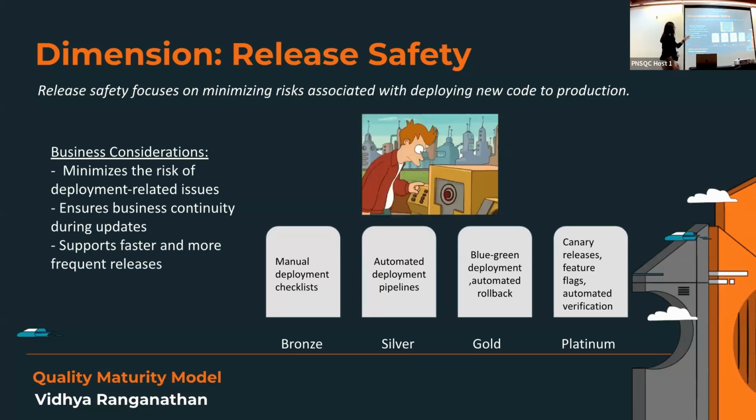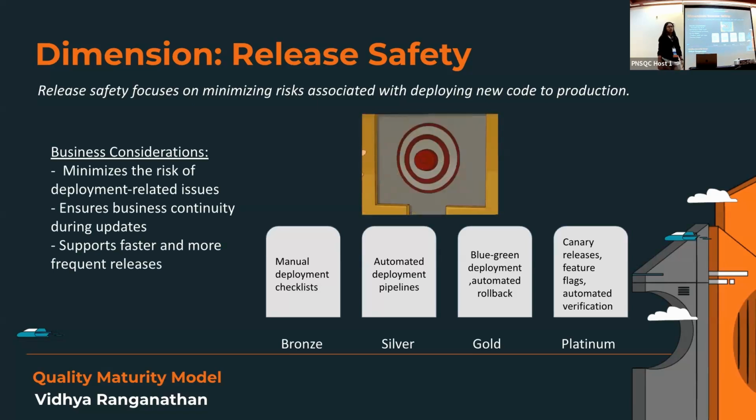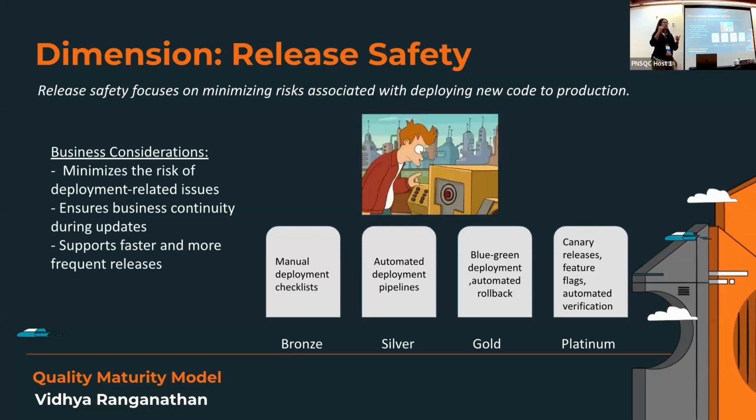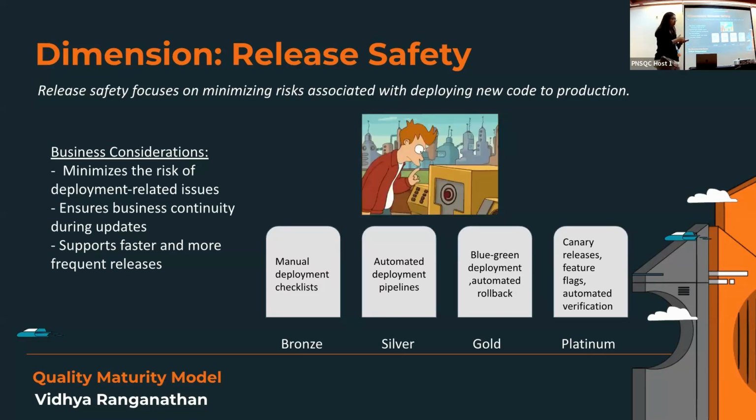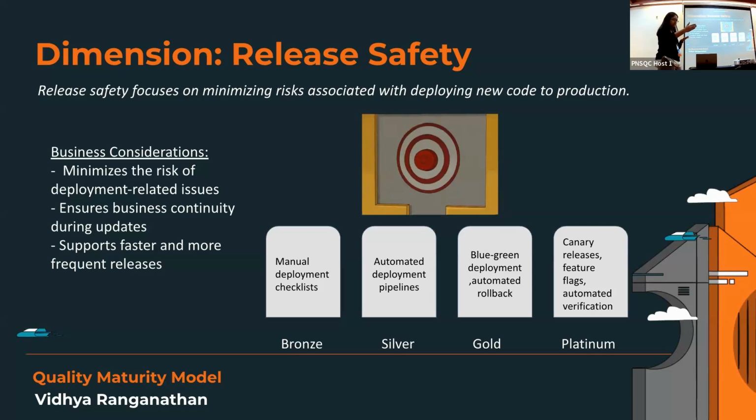So bronze is basic deployment checks. This is mostly applicable for companies that do deployments, let's say, once a month. You have the liberty to do manual deployment checks. Are my configurations in place? Are my secrets in place? Am I doing the right set of release checklists that I have? Those things are possible for not-so-frequent releases. But once your frequency of releases increases, you need to mature along this direction.